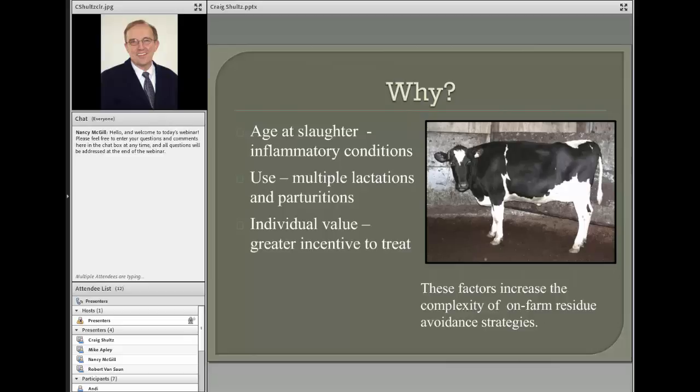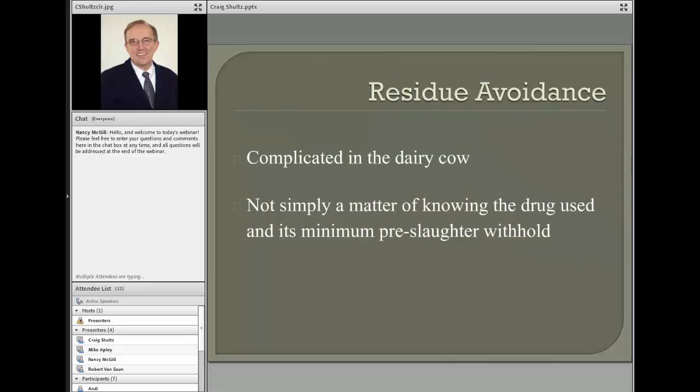And certainly the individual value of dairy cows is an important factor, because these animals are quite valuable, and we're therefore going to be willing to invest a considerable amount in keeping these cows healthy and well. So these factors increase the complexity of on-farm residue avoidance strategies and how we deal with residues on the farm. Residue avoidance in dairy cows is much more complicated than it is in other species.